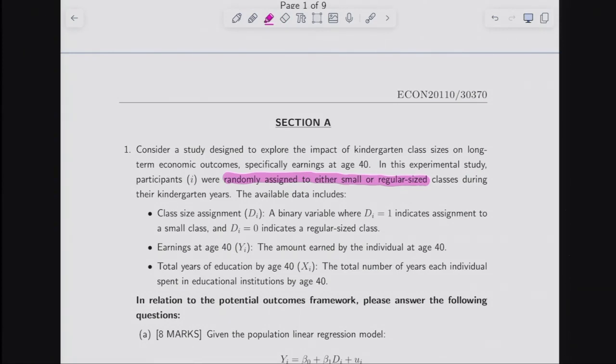And in this study, we have 3 variables. The first one is our treatment variable, D, class size assignment, and our outcome variable of interest, earnings at age 40. And there's also an additional variable X, which is the total years of education by age 40. And immediately, by just looking at this X, we know that it cannot be a pre-treatment random variable. It's a post-treatment variable, and it is likely affected by the kindergarten education, which means this is a post-treatment outcome, an interim outcome that's likely affected by D.